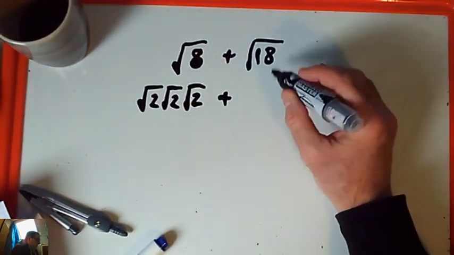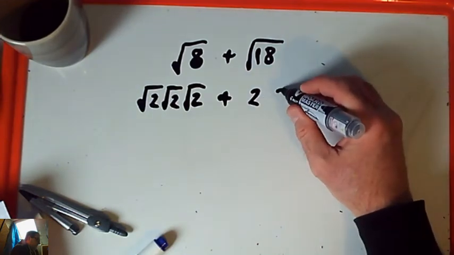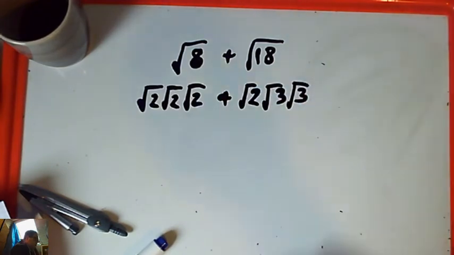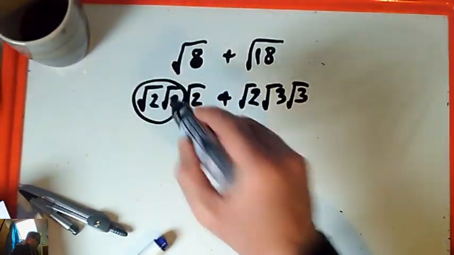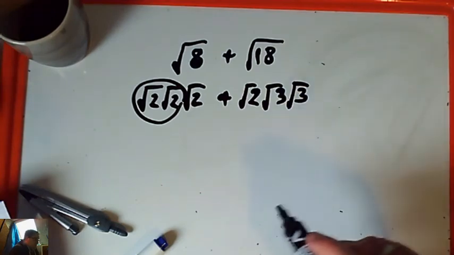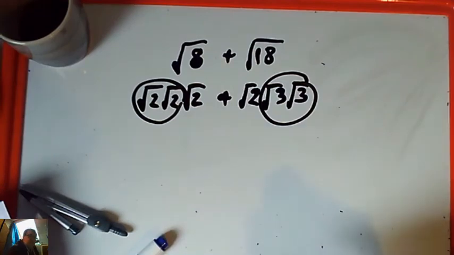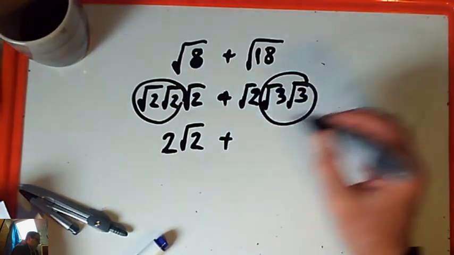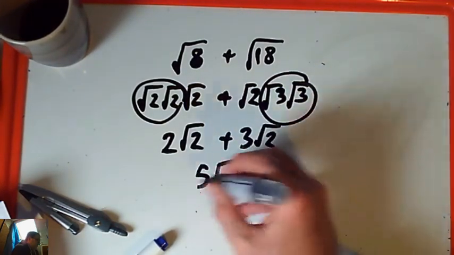And then root 18. So 18 is 2 times 9. 9 is 3 times 3. So I could have broken it all the way down into those components. And then I could have spotted the pairs. So root 2 times root 2 is 2, because that's what a square root does. Root 3 times root 3 is 3, because that's what a square root does. So that is the same as 2 root 2 plus 3 root 2, 5 root 2, do it that way.